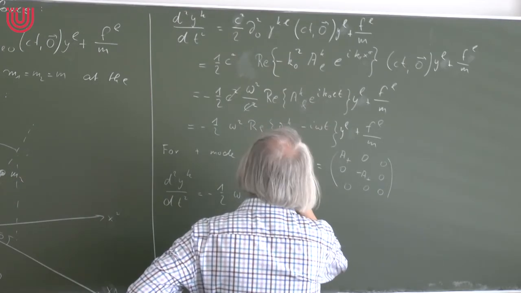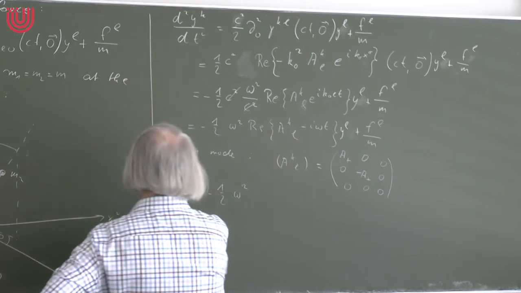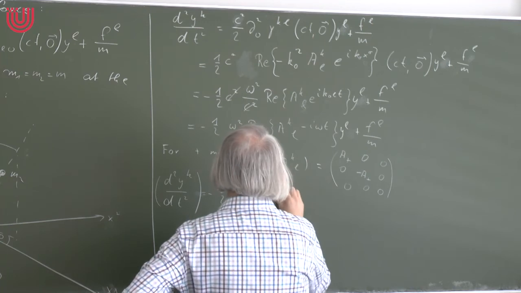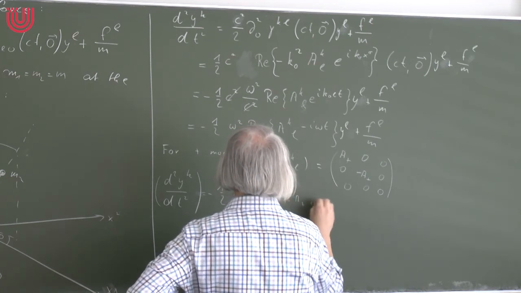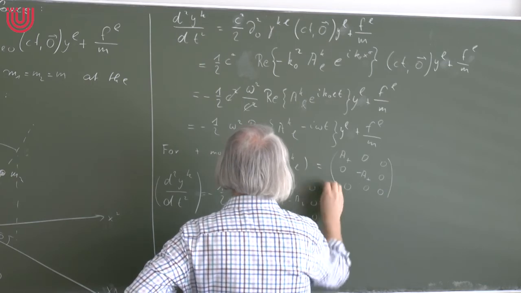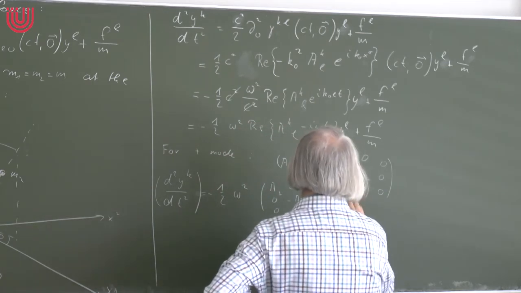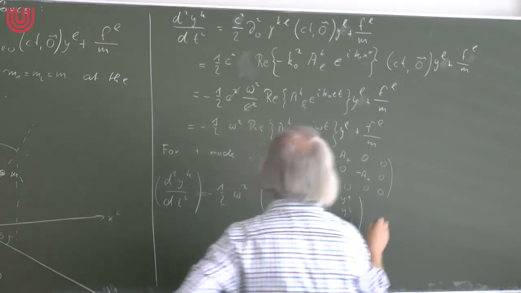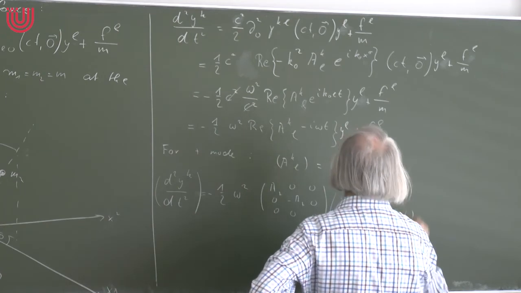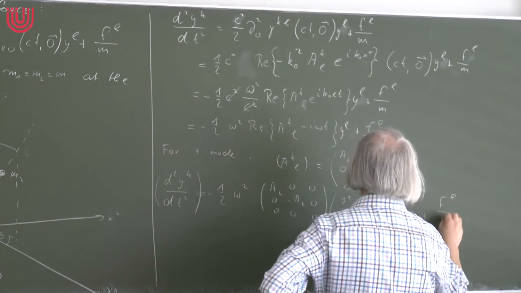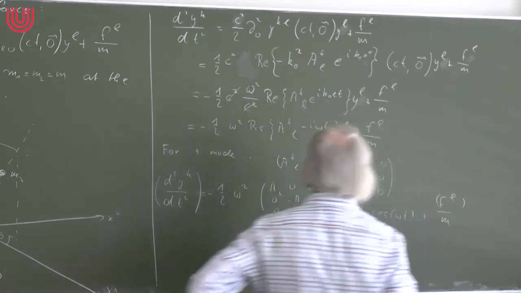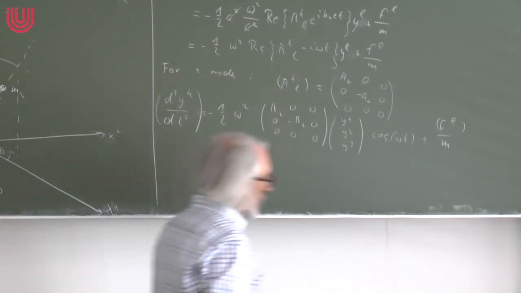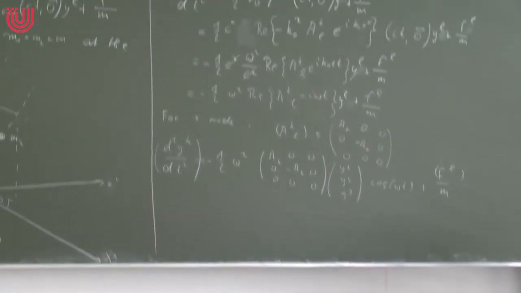So how do I write this now? I write this in matrix form, maybe this way. So I have now A plus, minus A plus, 0, times y1, y2, y3. I forgot this term. The real part of this is just cosine omega t plus FL of n. This is now also a 3-column, right? Okay, so we have to discuss the FL. What is the FL?